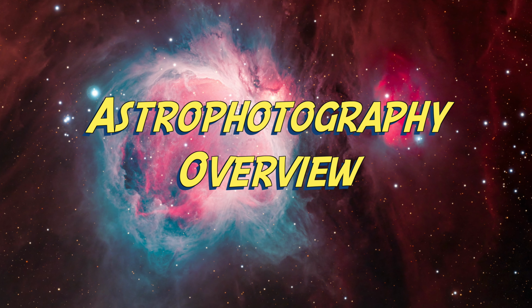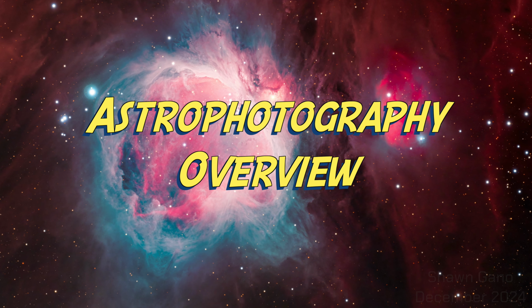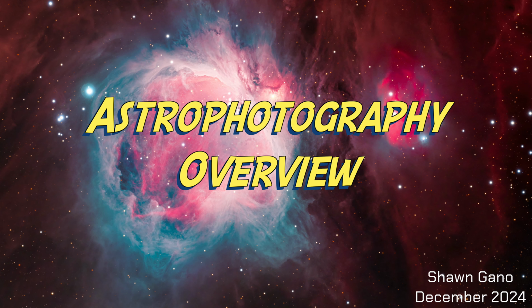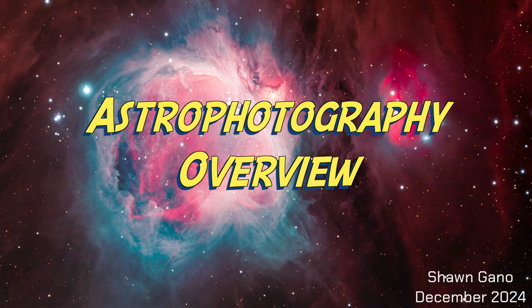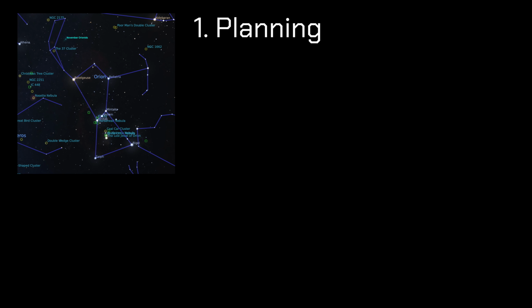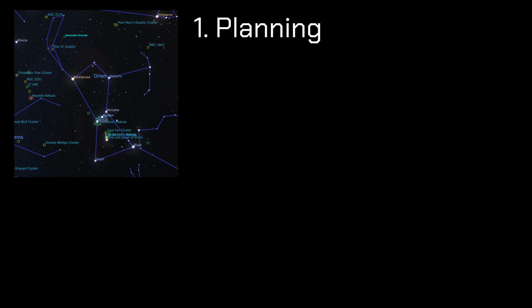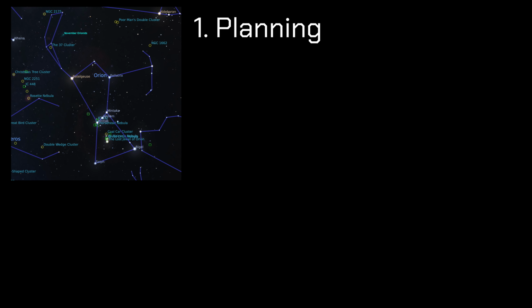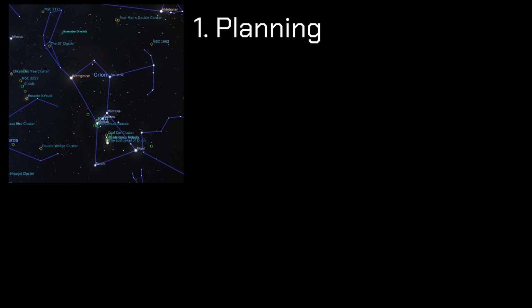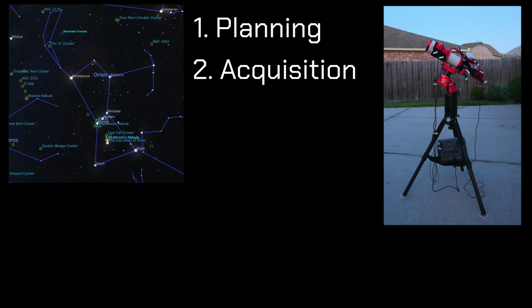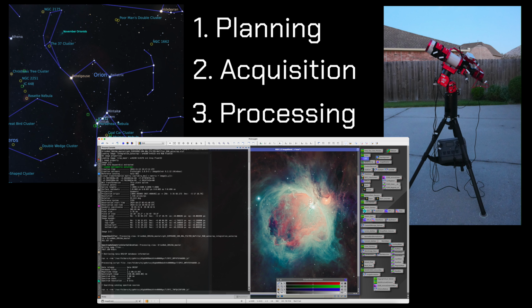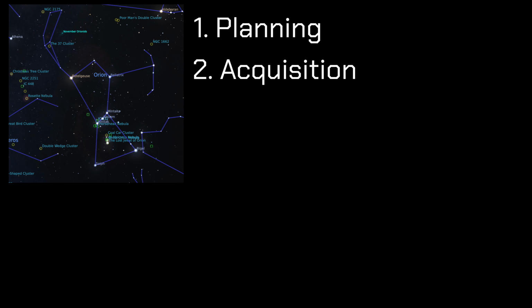In this video, I will go over the general process I go through in creating pictures of astronomical objects like nebulas and galaxies. There are three phases to this process. The first is planning, which includes finding good targets, how to frame the area, and also weather considerations. The second is acquisition, that's using the telescope to take the images. And third, processing the images on the computer to get the final result.